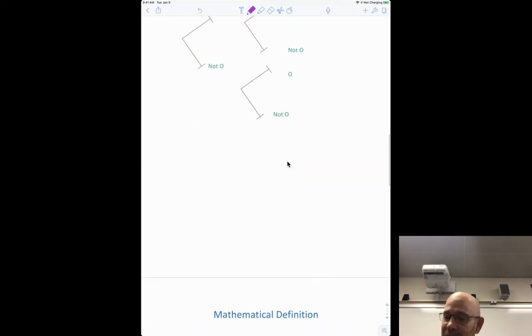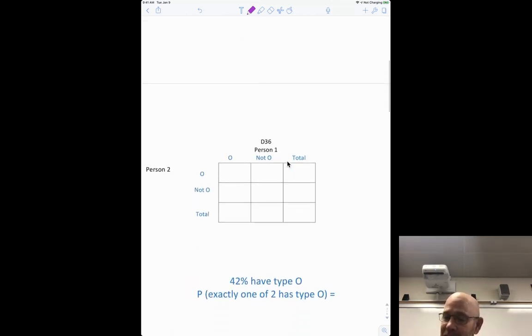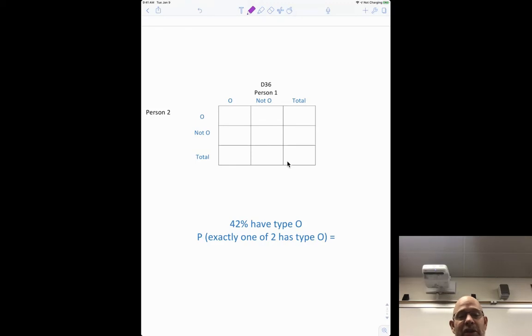So this comes into play in a little example here, which is kind of powerful actually. I have this chart. I know that 42% of all the people in the world have type O blood. So now I have two. It's kind of like flipping a coin, 50%, but this time it's not 50, it's 42%. And the question is, I have two people that I pick from this population. I want to know what's the probability exactly one of them has type O.